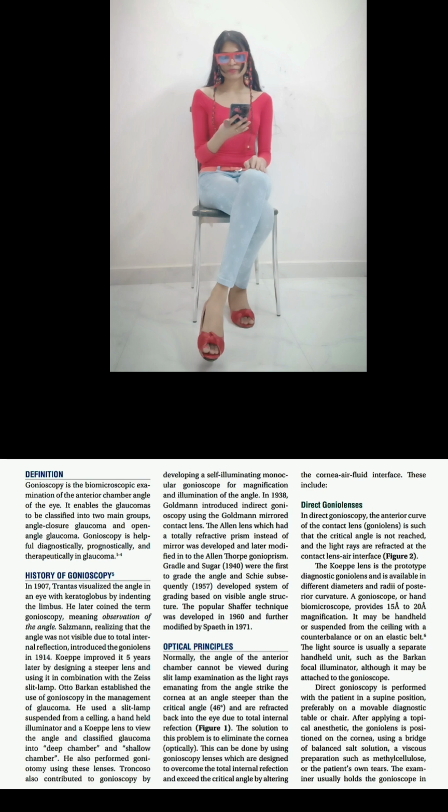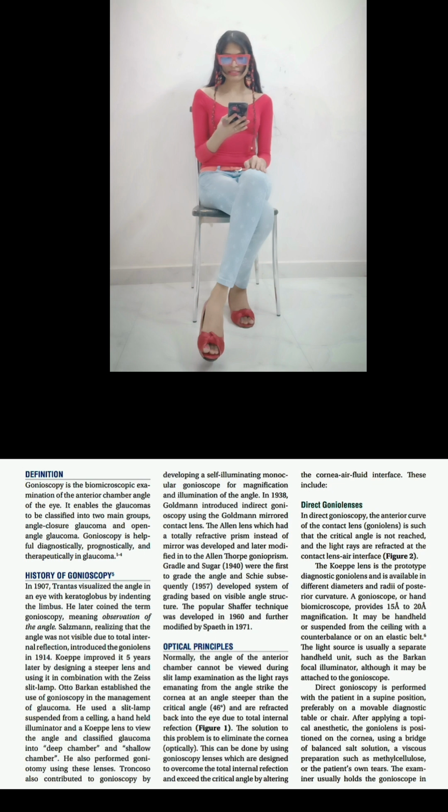History of gonioscopy. In 1907, Trantas visualized the angle in an eye with keratoglobus by indenting the limbus. He later coined the term gonioscopy, meaning observation of the angle. Salzmann, realizing that the angle was not visible due to total internal reflection, introduced the gonio lens in 1914. Koeppe improved it 5 years later by designing a steeper lens and using it in combination with a slit lamp. Otto Barkan established the use of gonioscopy in the management of glaucoma.